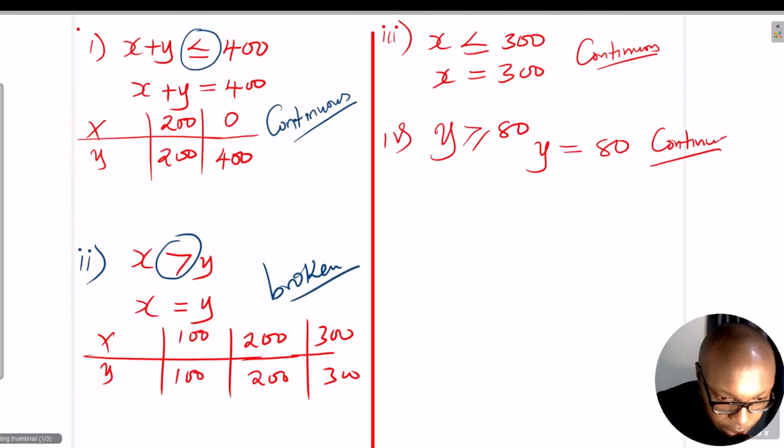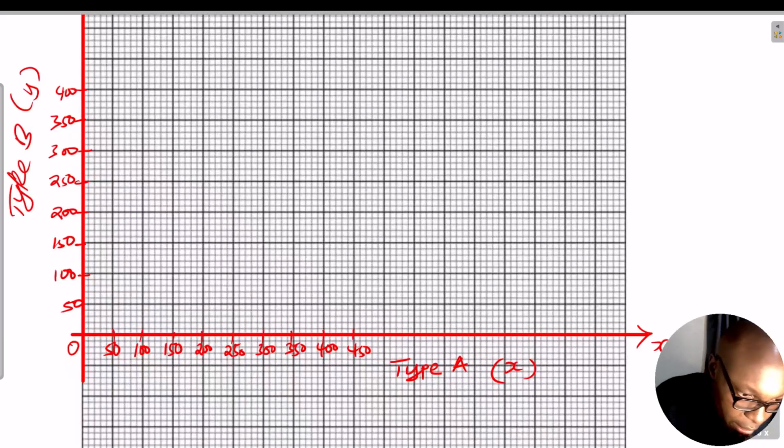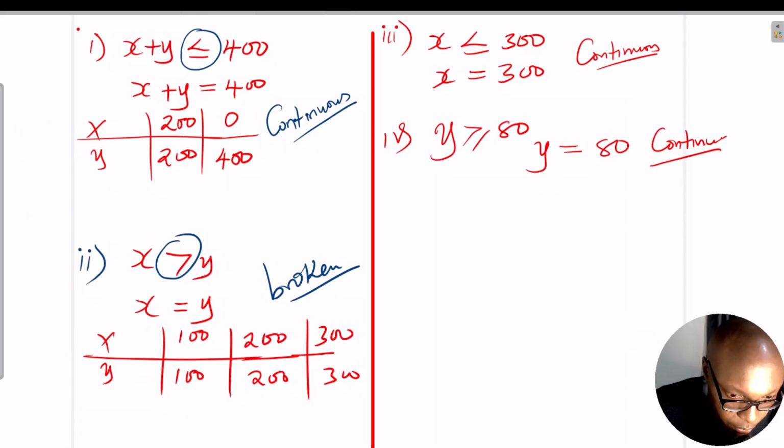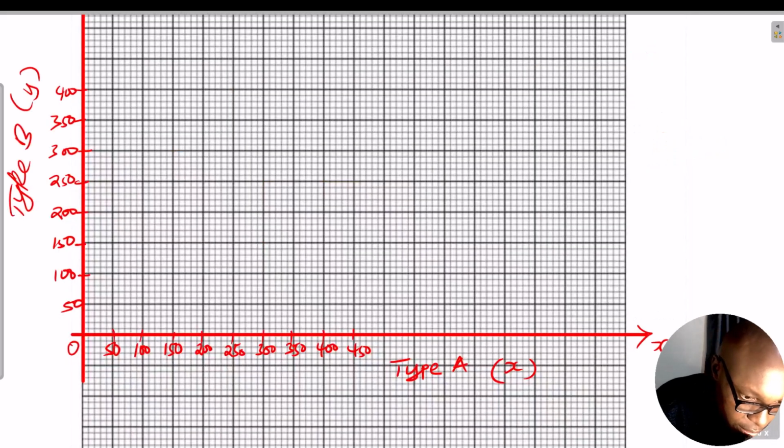So the first line: 200, 200, 400. So 0, 400 is here. Then 200, 200 is here. So draw that line. So that is the line, a continuous line. So x plus y is equal to 400.